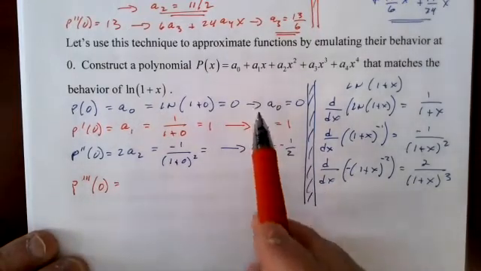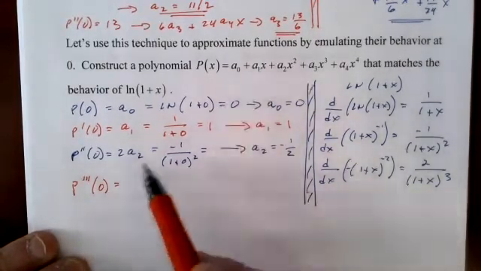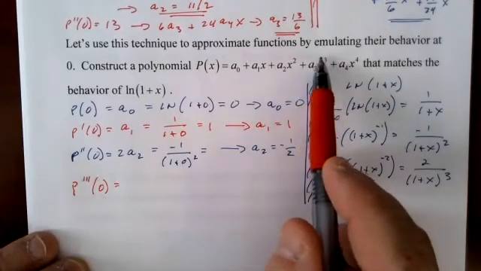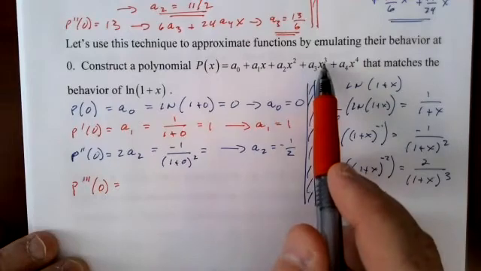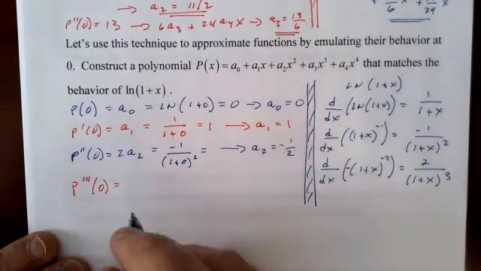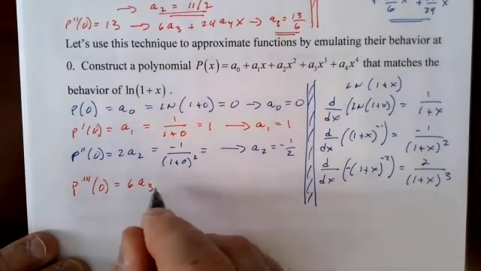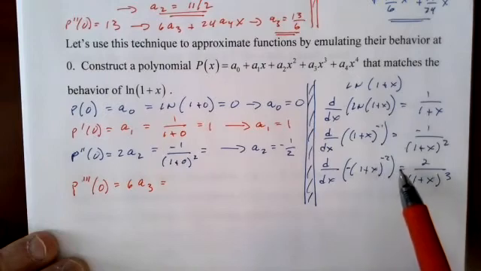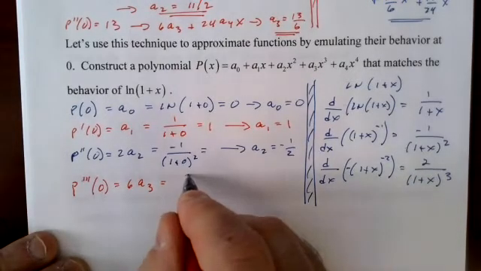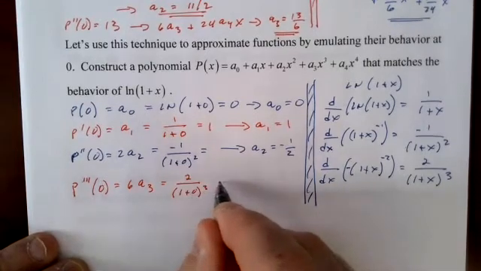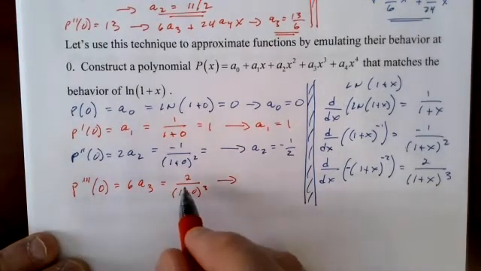Up above, we saw that taking the third derivative and plugging in 0 gives 1 times 2 times 3, which is 6a3. The x is gone. So the third derivative is 6a3, which equals 2 over 1 plus 0 to the third. So a3 equals 1/3.